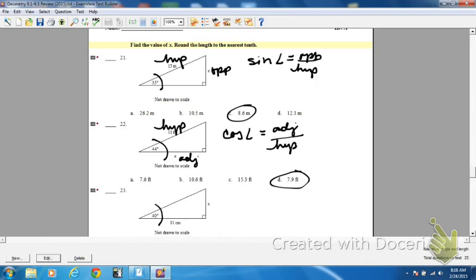And 23, again angle, you have opposite and adjacent, so we're going to use tangent. And number 23, the answer is 9.2.